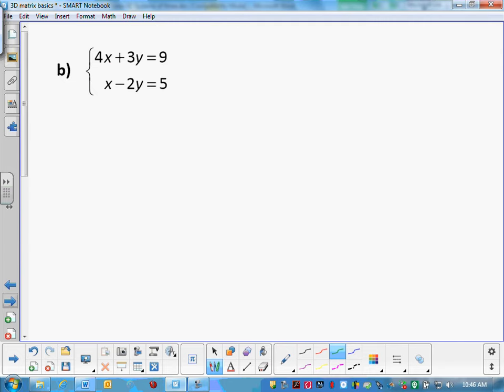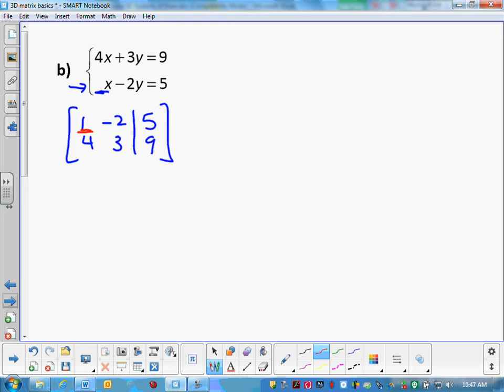Let's do one more example. Here we go through it again. This time when I write my augmented matrix, you see how the top one's a 4 and the bottom is a 1 in the front here. I think I'm going to write this row right here on top so that I have a 1 to begin with. So I'm going to have 1, -2, 5, 4, 3, and 9. And we now have a 1 in our top spot.